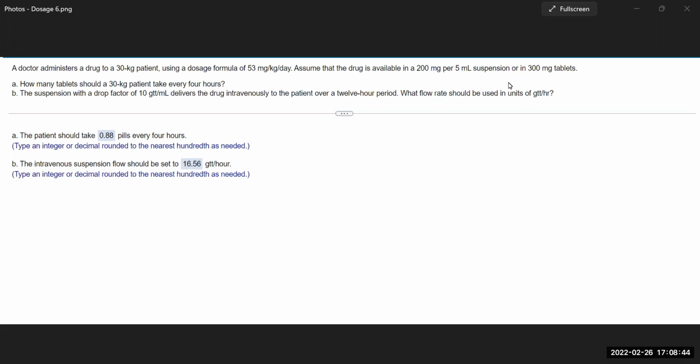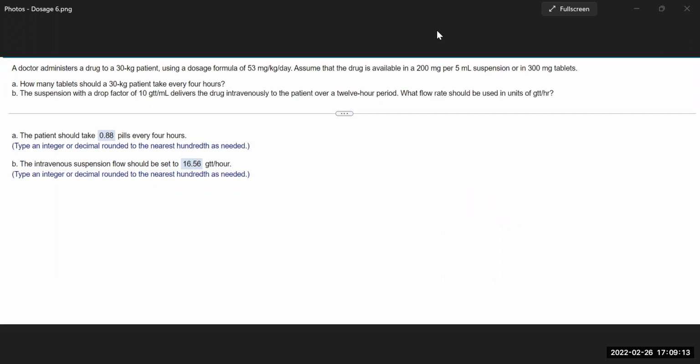Now GTT is a perioperative term, all right? GTT is a Latin word. I don't know how to pronounce it, GATA, right? And it means drop. So it's a very popular term in medicine. Okay, so that is the meaning of that.